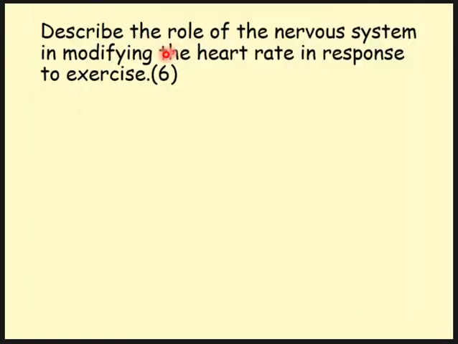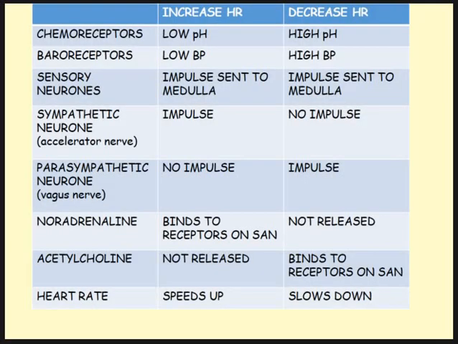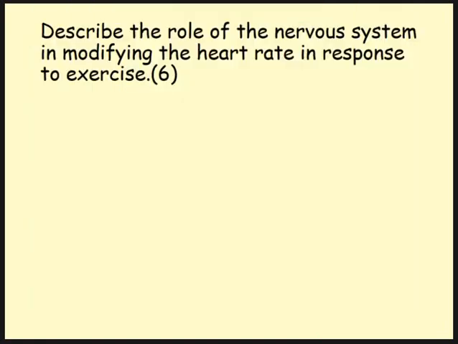Now, describe the role of the nervous system in modifying the heart rate in response to exercise. So pause video, have a think about this table, have a think about, well, what's the role of the nervous system in modifying the heart rate in response to exercise? So if somebody starts to exercise, what's going to have to happen? You're going to want to increase your heart rate. How do you increase your heart rate? Okay, so pause the video, have a go at that.